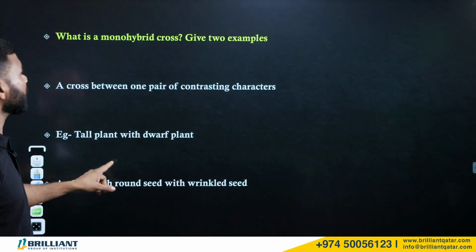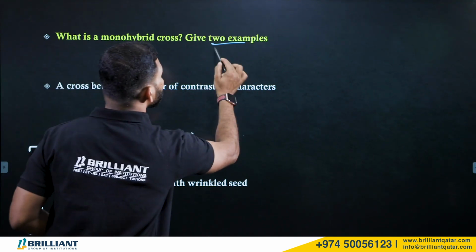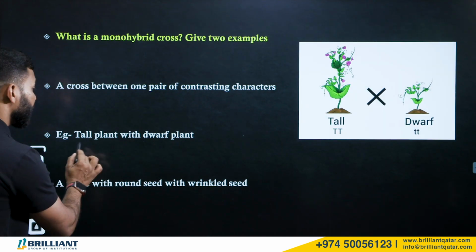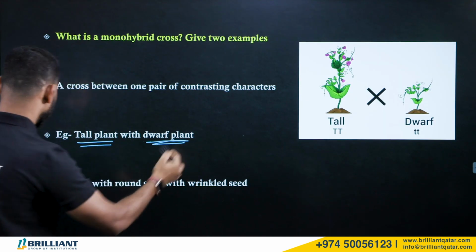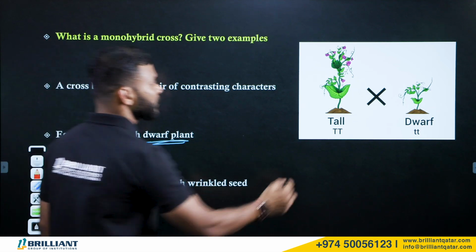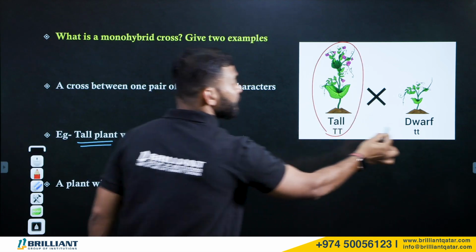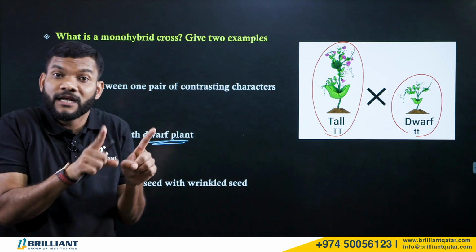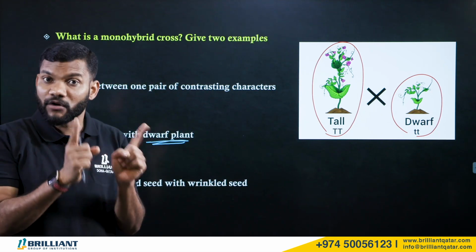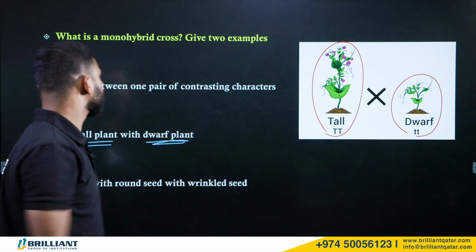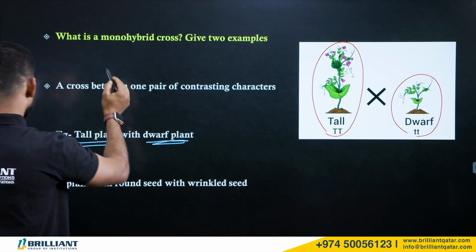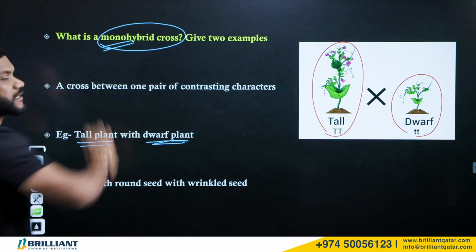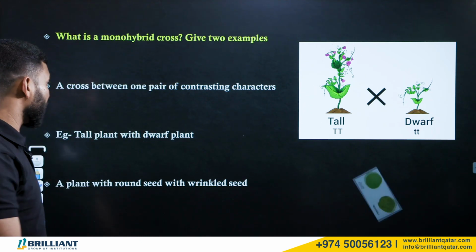Let us take a simple example, because it's given that we should give two examples. What are the examples? When you cross a tall plant with a dwarf plant, you can see here we are crossing a tall plant with a dwarf plant. One is tall, one is dwarf. That means one pair of characters we have taken and crossed, and that cross is called a monohybrid cross. What is it called? Monohybrid.